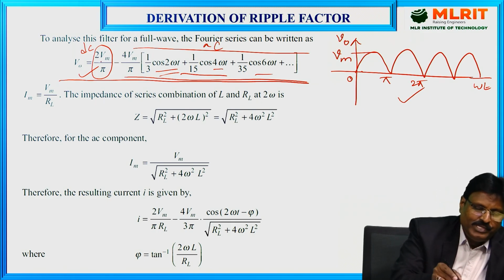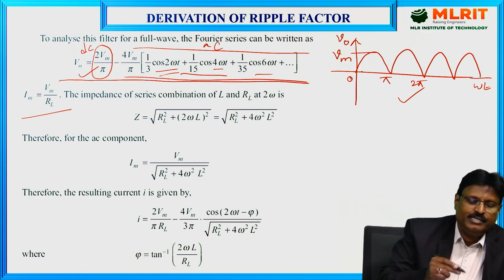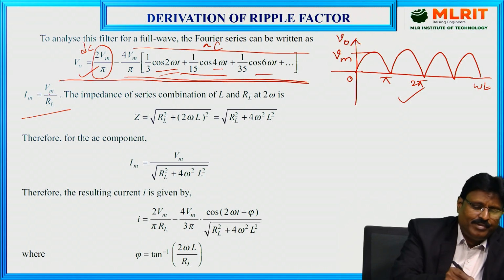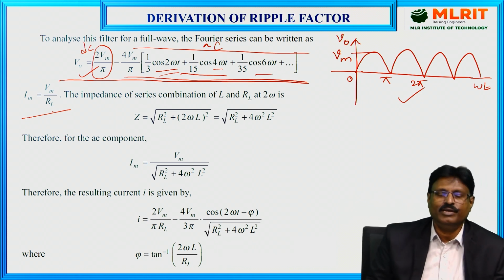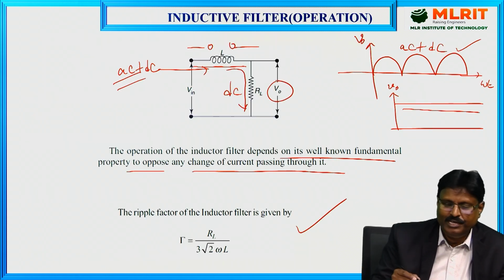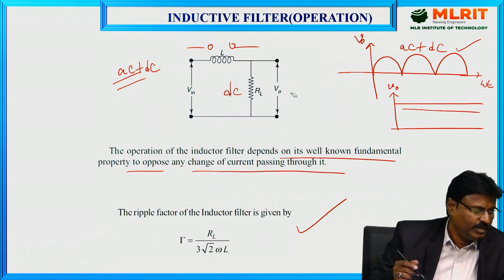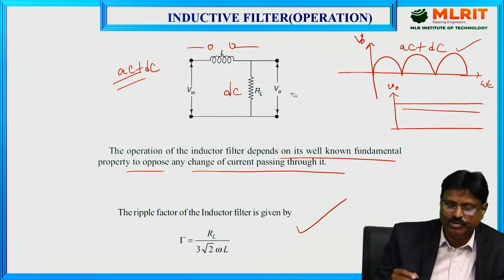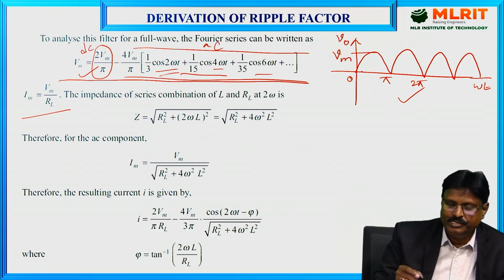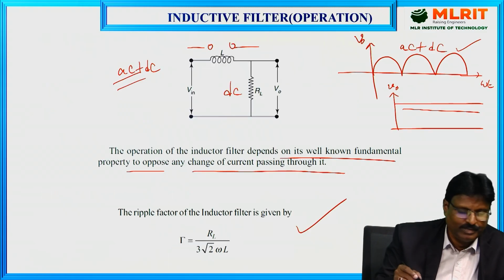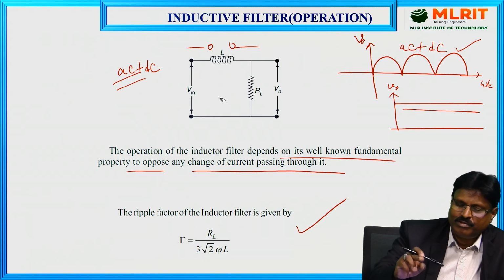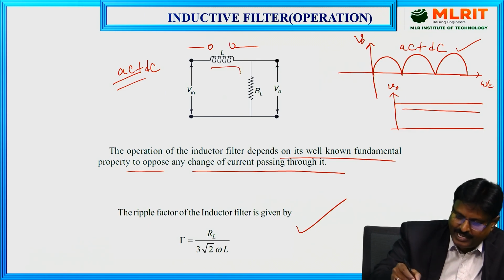And from this voltage, if you want to write the current, Im, the peak value of current, is equal to the peak value of voltage Vm by RL, where RL is a load resistance. As you can see here, the load is a combination of both the inductance as well as RL.